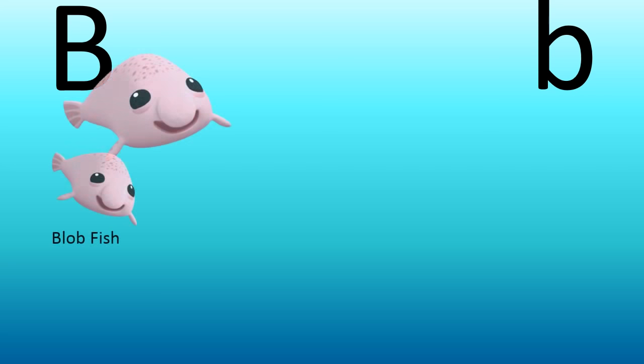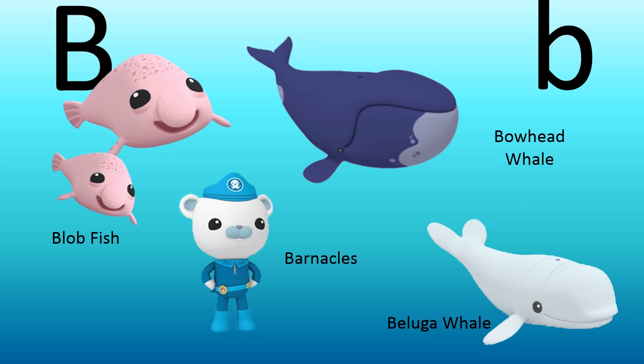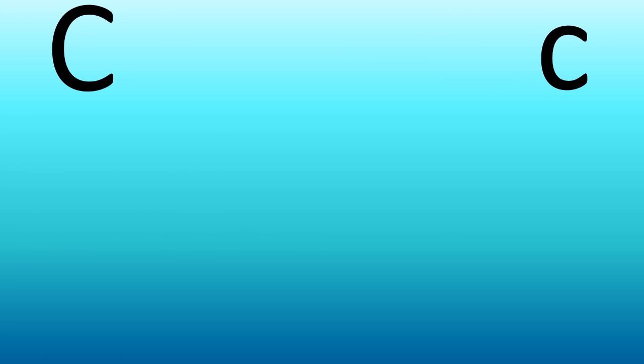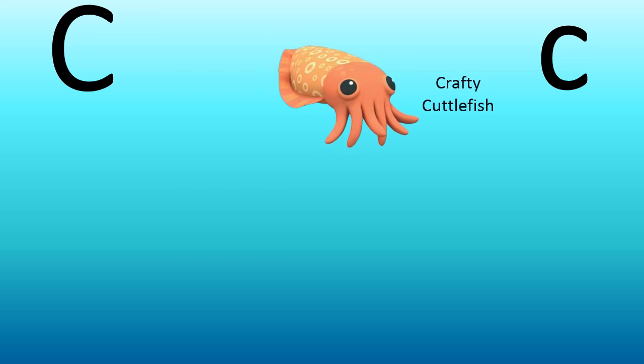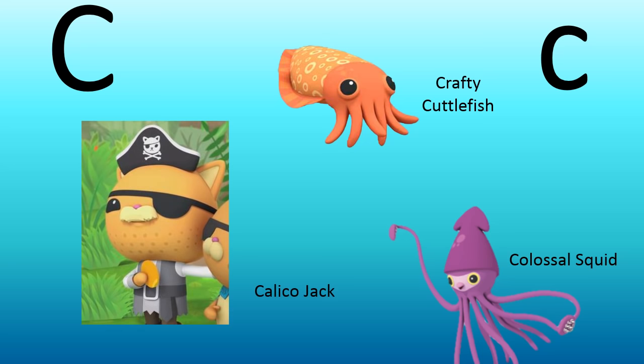For the letter B, where Barnacles was blowing bubbles, we saw the blobfish brothers, the bowhead whales, and the beluga whales, and of course we saw Barnacles himself. For the letter C, we saw the crafty cuttlefish, the colossal squid made an appearance, and we saw Calico Jack, Quasi's grandpa.